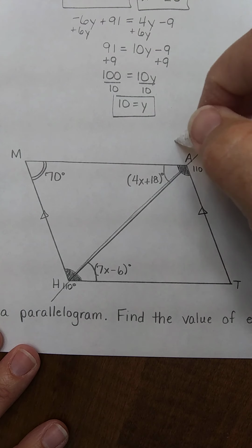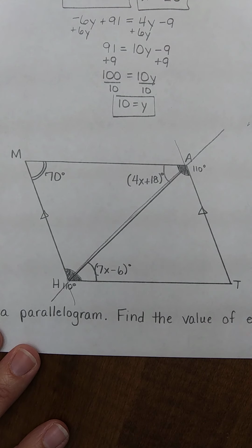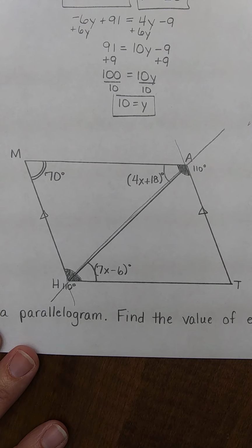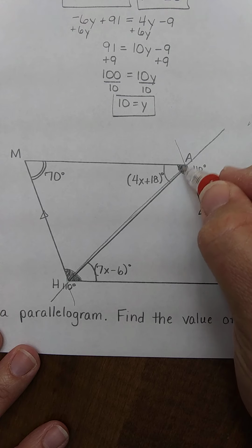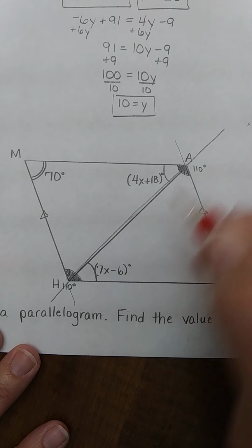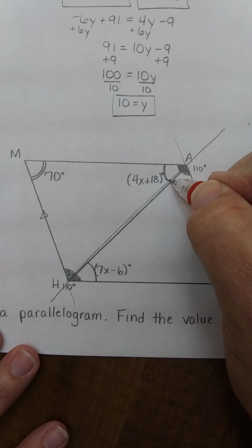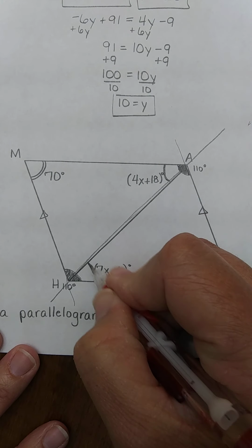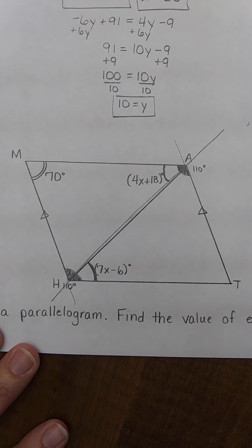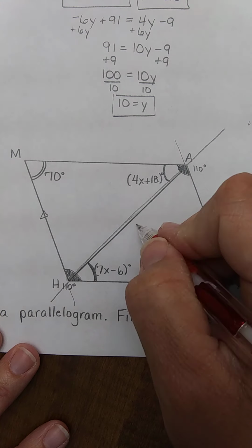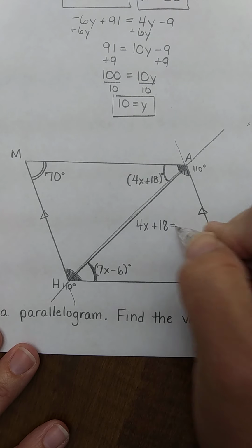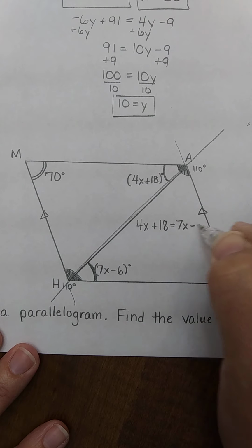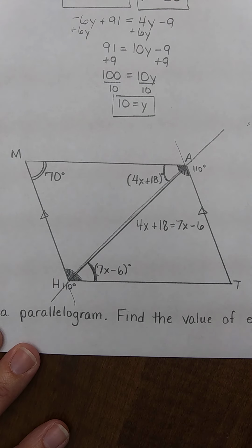And when you cut those lines with a transversal, you end up making alternate interior angles that are congruent. So this top and this bottom, okay, so this top of the transversal, this bottom of the transversal are going to be alternate interior angles. That means they have to be the same. So 4x plus 18 has to have the same value as 7x minus 6.